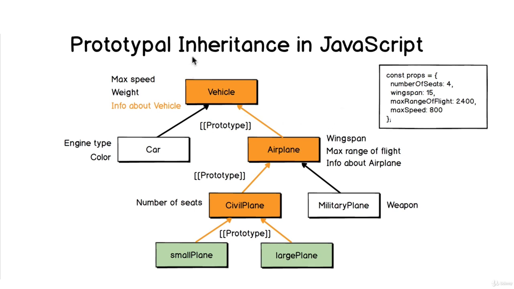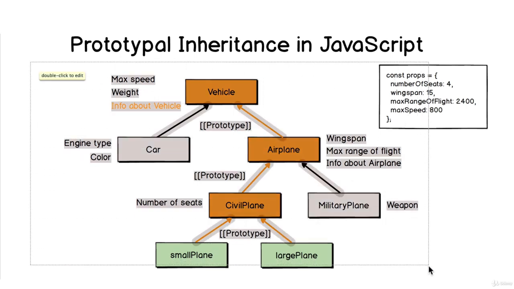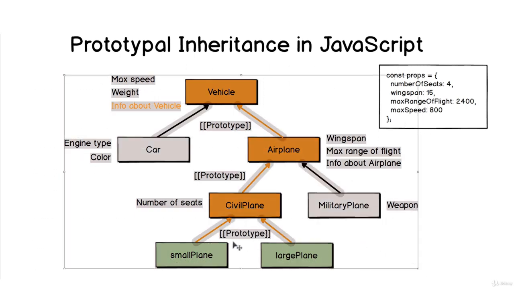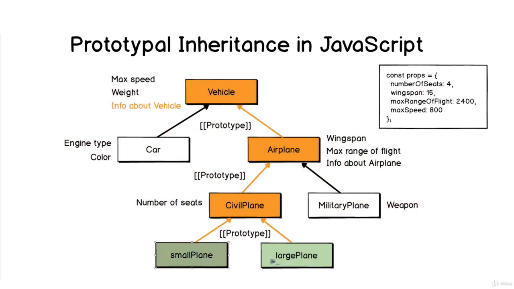Finally, we have created this prototype chain in JavaScript. We have not created this entire tree, and we have taken just one branch, this one. And we have created a small plane and a large plane that are instances of civil plane. Civil plane has its prototype airplane, and airplane has prototype vehicle. And the prototype of the vehicle is Object.prototype.